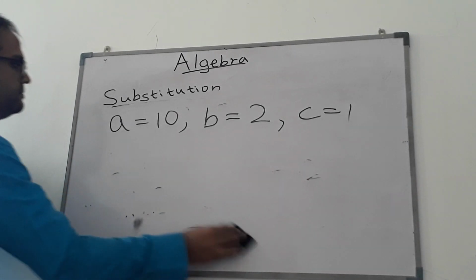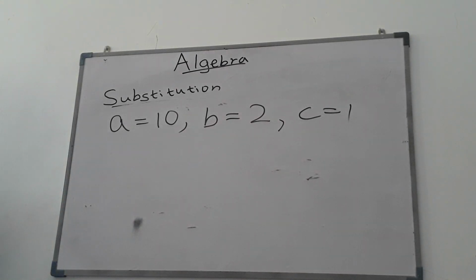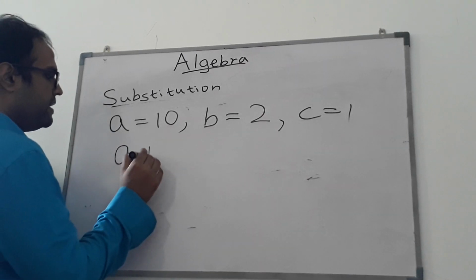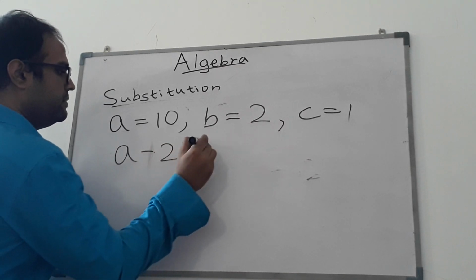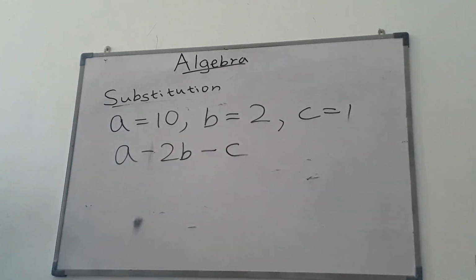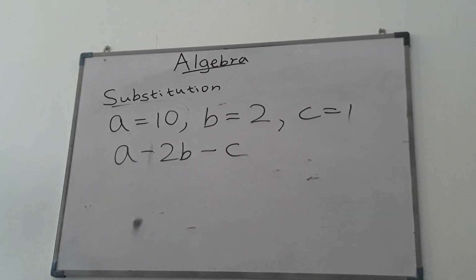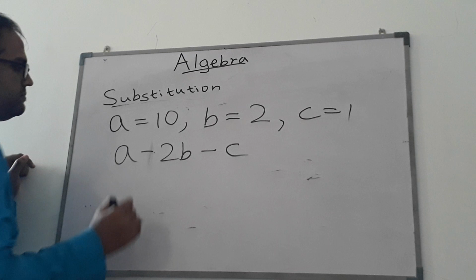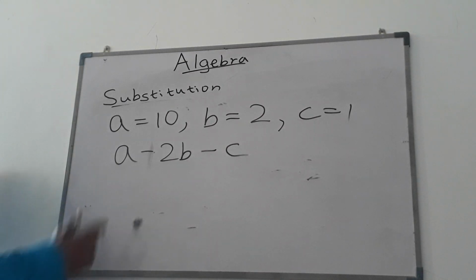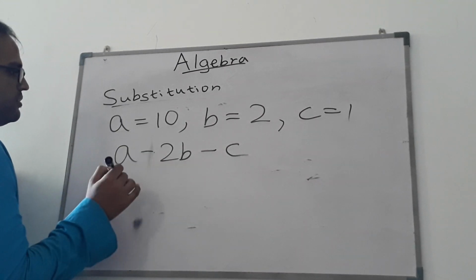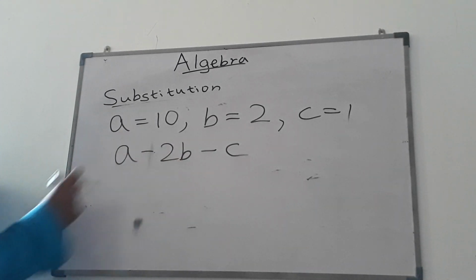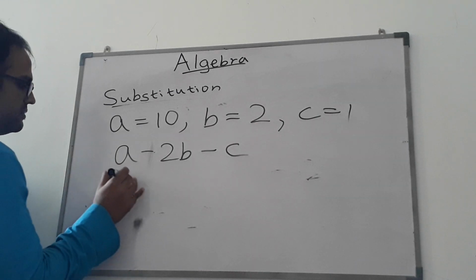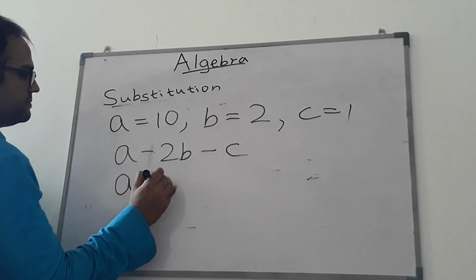Next. A minus 2B minus C. Before substitution of values, we have to break 2B into 2 times B. So I am going to write that step first.